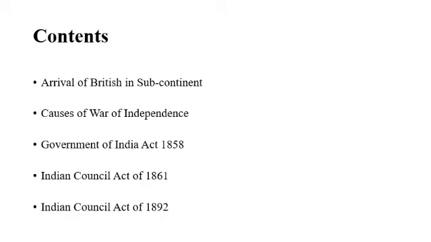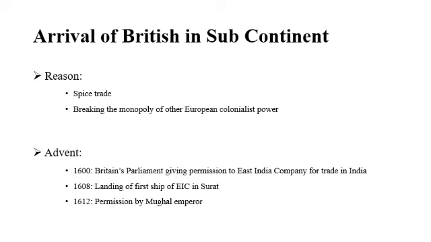In today's lesson, we are going to discuss the arrival of the British in the subcontinent, the causes of the War of Independence, the Government of India Act 1858, and the Indian Councils Acts of 1861 and 1892. The first topic is the arrival of the British in the subcontinent. What were the reasons that made the British enter the subcontinent?